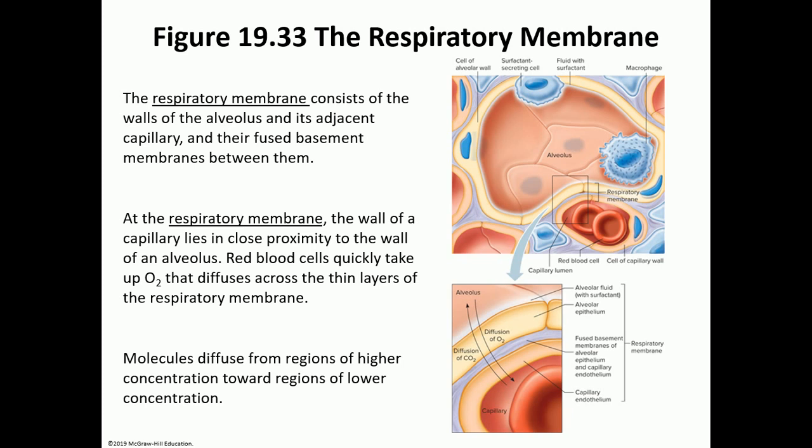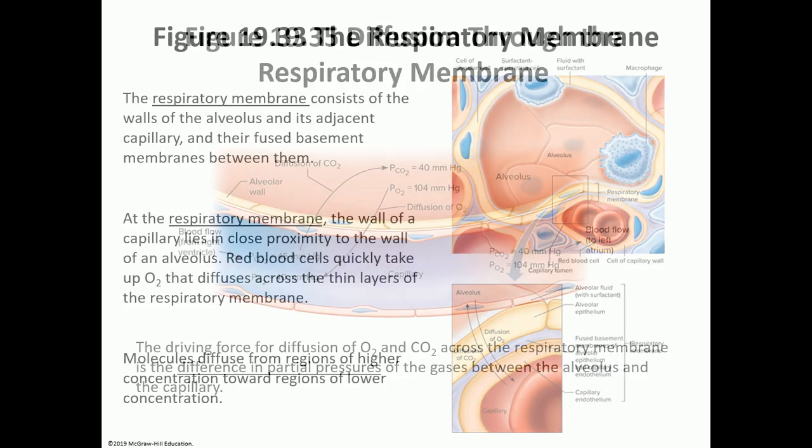If for any reason this respiratory membrane is thicker than normal, so for example, maybe pneumonia or emphysema or any other pulmonary disease, that is going to lead to harder diffusion. It's going to make it harder for oxygen and carbon dioxide to diffuse because now it has to diffuse through a bigger respiratory membrane.